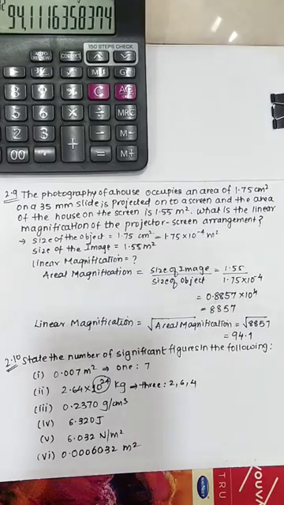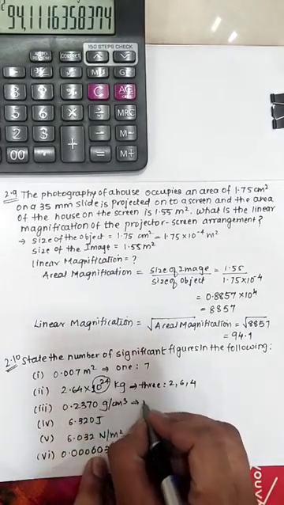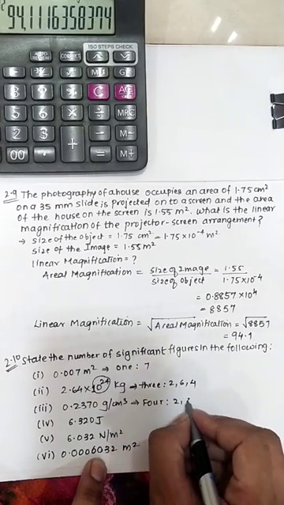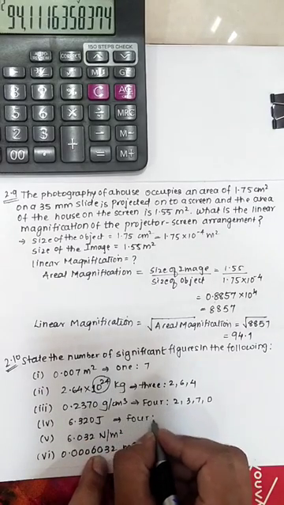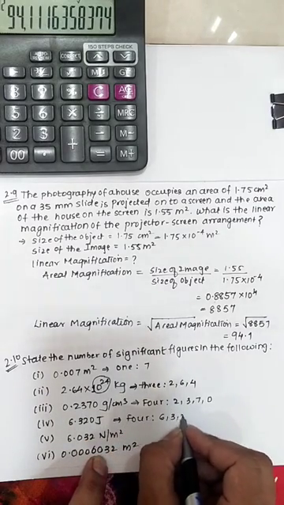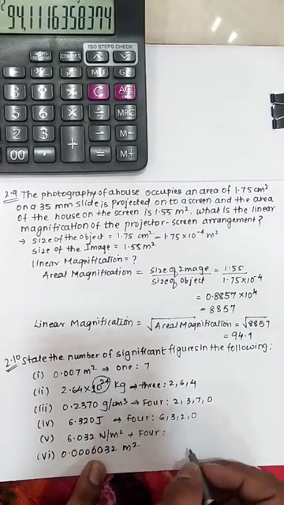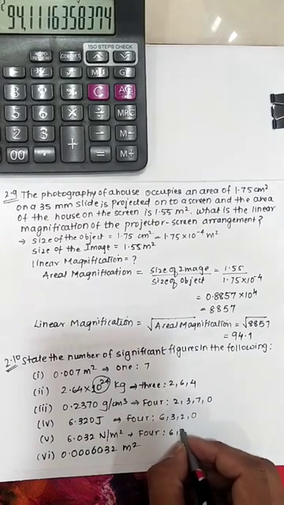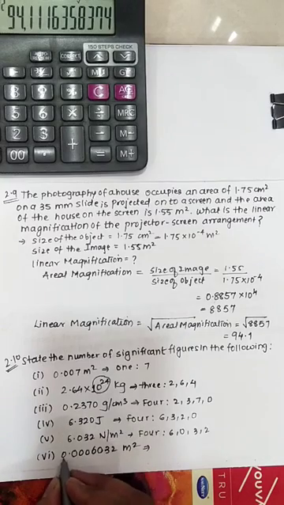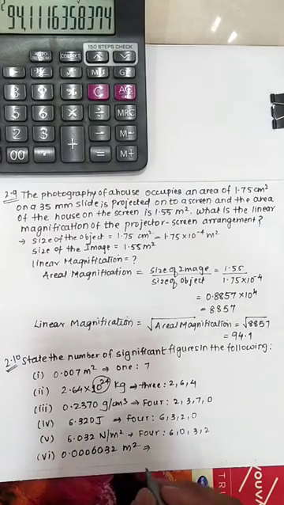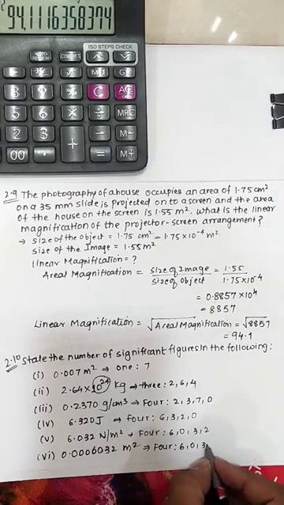So next is 0.2370 gram per centimeter cube. Your significant figures are 1, 2, 3, 4, so you can write 4. Which are 4? 2, 3, 7, 0. Next, here 1, 2, 3, 4, so you can write 4. It is 6, 3, 2, 0. Here 1, 2, 3, 4, so I write 4. That is 6, 0, 3, 2. And here the zeros before non-zero digits are not considered into significant figures. So here is 1, 2, 3, 4. So the answer is 4, that is 6, 0, 3, 2.